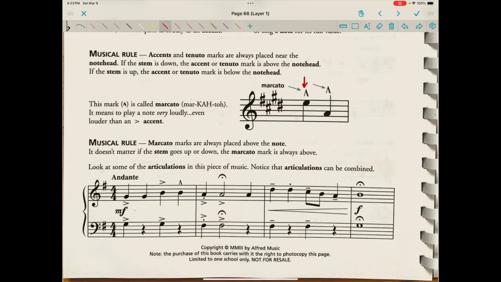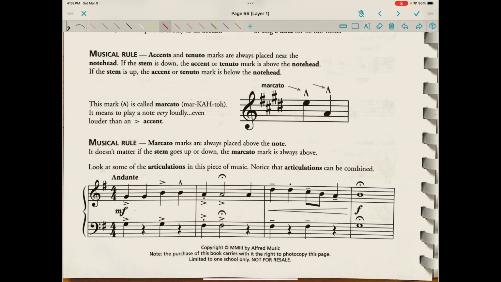This mark is called marcato. It means to play a note very loudly, even louder than an accent. So again, I'm going to disagree with Mr. Albrecht here. It's not a dynamic marking. It's not saying loudly, even though it's sometimes part of the way we realize the marcato mark is, in a way, to play it loudly, but that's not really the goal of it. Marcato means literally marked, accented, or stressed. So it is like an accent mark, except even stronger.